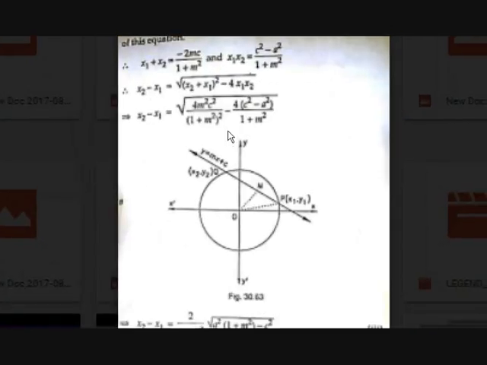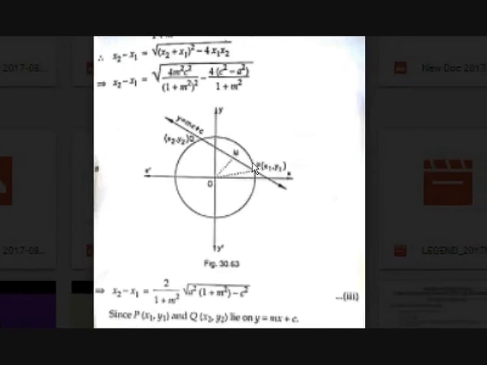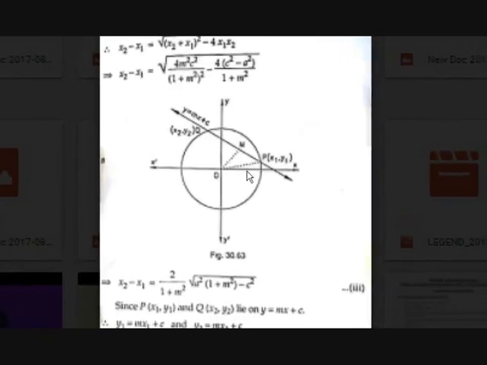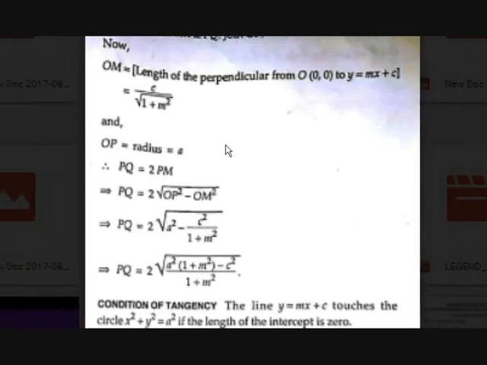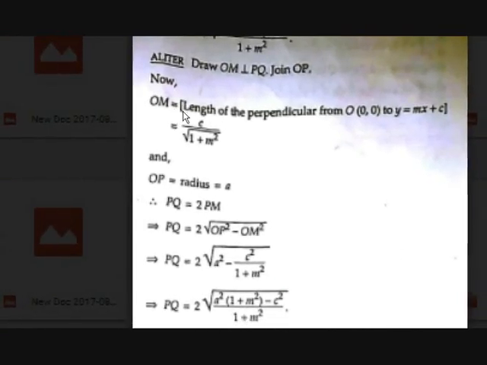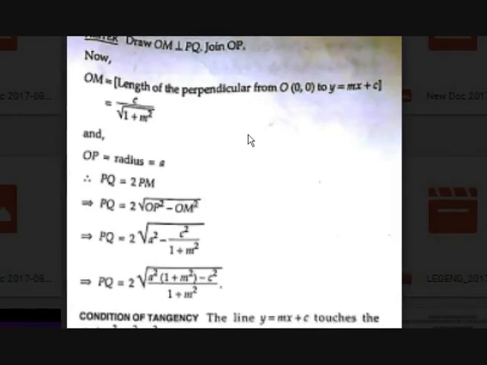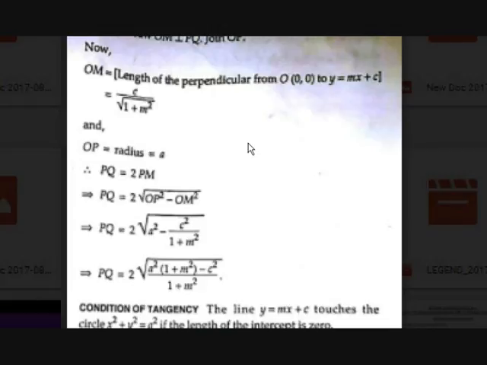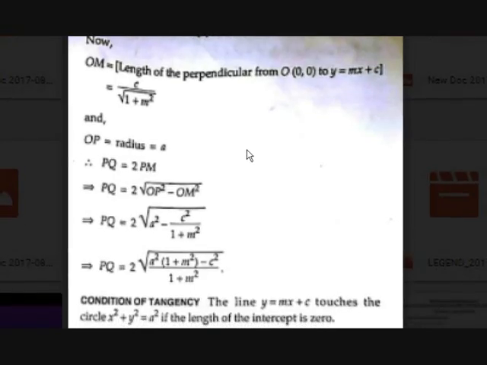in another way we can prove that. Draw OM perpendicular to PQ and join OP. As you can see in this picture, draw a line OM which is perpendicular to the line PQ and connect O and P. Then OM is equal to the length of the perpendicular from the origin to y = mx + c, which is c by root of 1 + m². And OP, which is the radius, is a, and PQ is equal to 2 into PM, right? Because it is a theorem on circles.